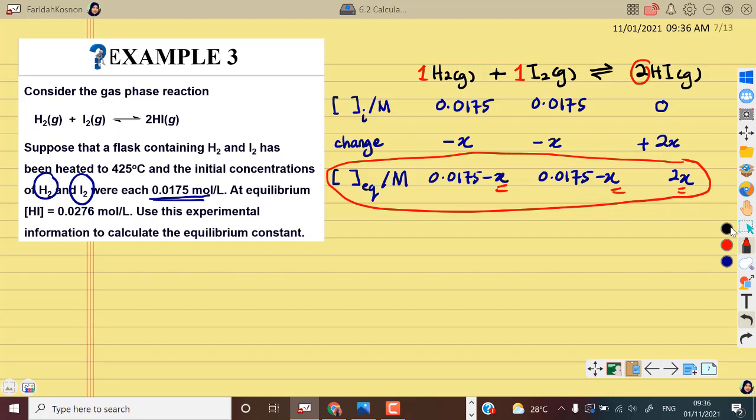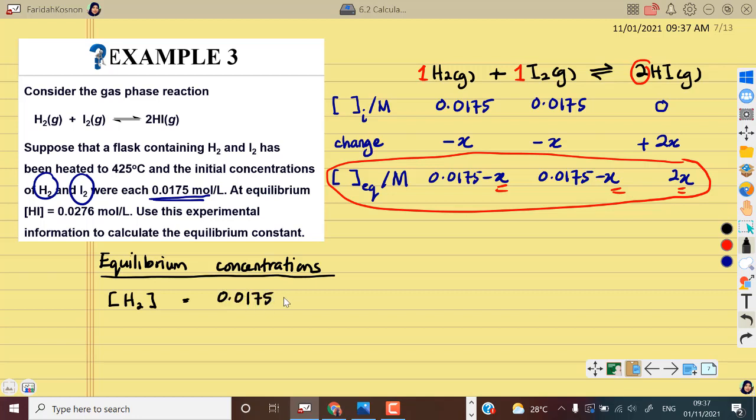Okay, so now let's start with equilibrium concentration. Kita kira dulu equilibrium concentration. Alright, jadi apa yang kita nak kira? Kita startlah dulu dengan concentration of hydrogen gas. Okay, kalau nak ikutkan untuk hydrogen gas, kat sini 0.0175 tolak X.